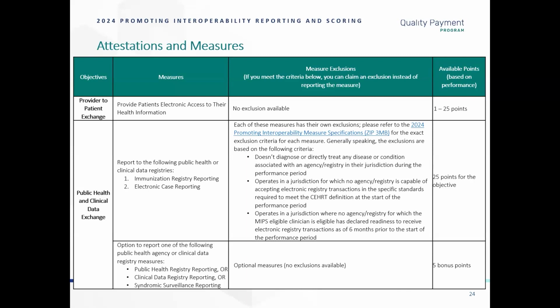You also have an option to earn some bonus points. So if you report on any one of these public health registry reporting, clinical data registry reporting, or syndromic surveillance reporting, any one with a yes could earn you 5 bonus points. If you submit 2 of them, you're still only going to get 5 bonus points. Next slide, please.